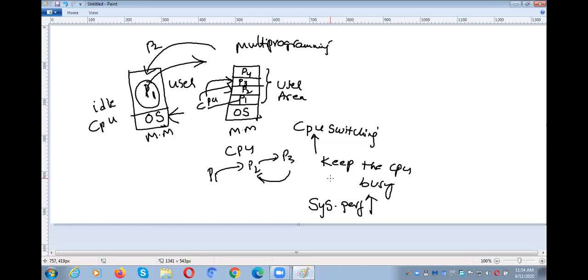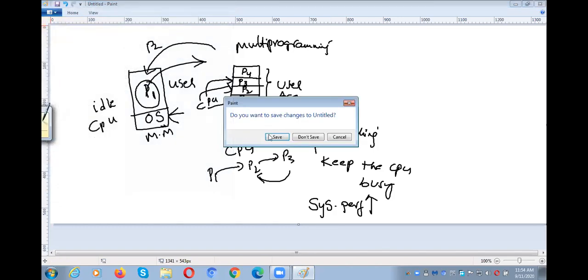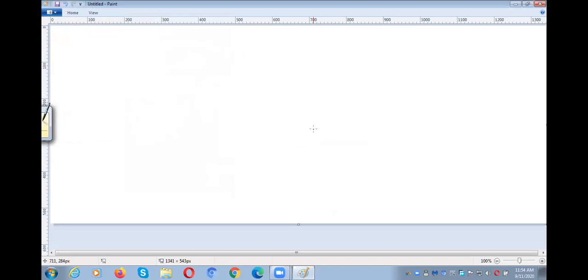How many processors are available? There are multiple processors, that means CPU1, CPU2. What is the advantage of running multiple processes at the same time? Less time consumption. That means we can complete multiple tasks in parallel so that throughput will be more, so that the system performance will be more. That is the first advantage. What is the second advantage?